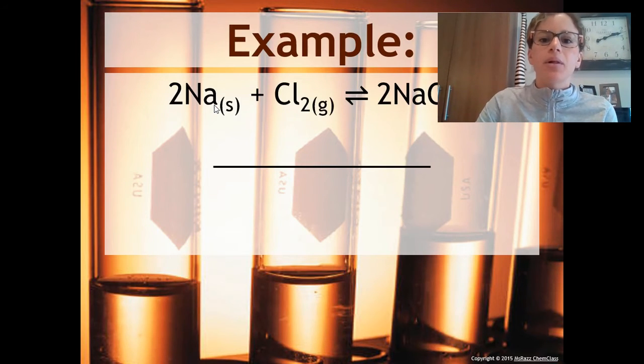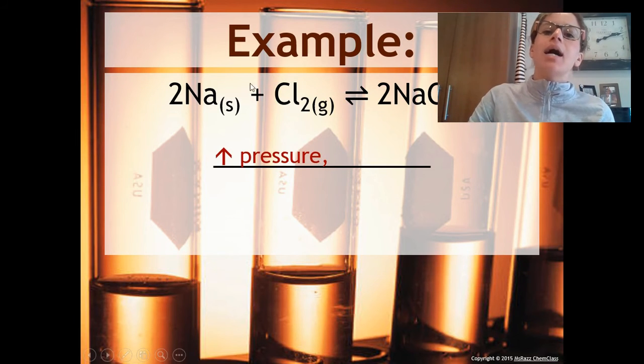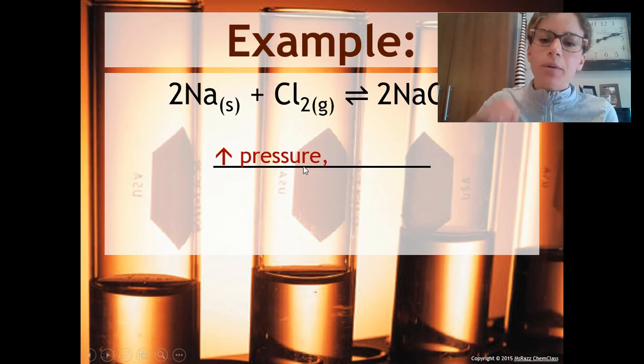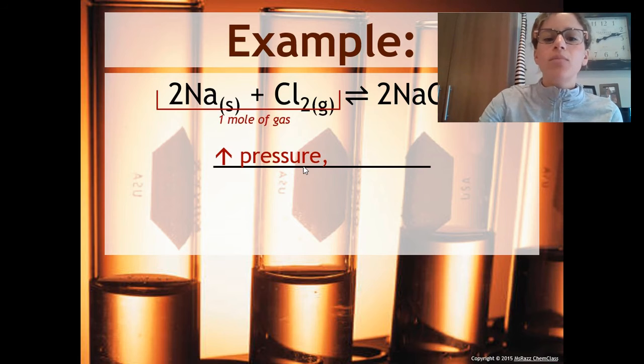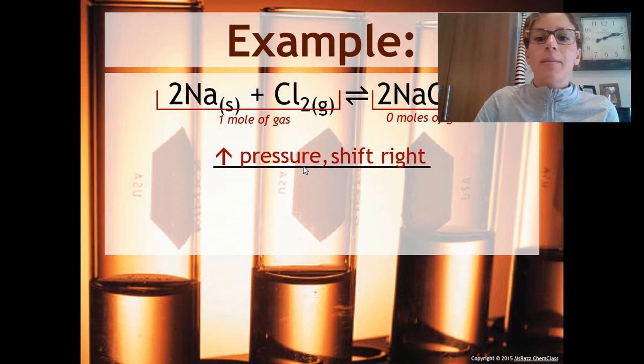Okay, so here's our example. So on this side, we have only 1 mole of gas, right, of Cl2. On this side, on the product side, we have none because there's only a solid. Okay, so if we wanted to increase the pressure, the side that has the less amount, so increased pressure means decreased volume, so you're picking the side that has the least amount of volume of gas. Okay, so this has 1 mole of gas. This has 0 moles of gas, so we are going to pick the right.